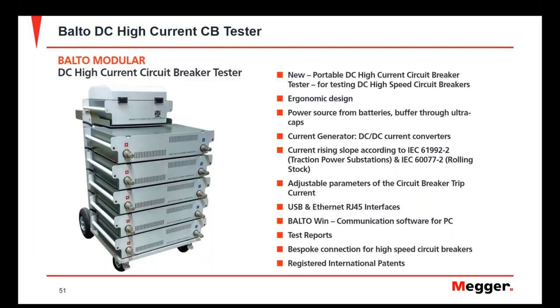And it's going to give you that power dense output very quickly to help test those high-speed circuit breakers within the amount of time that is required to validate those. This instrument is compliant with IEC 61992-2 for testing high-speed DC circuit breakers. It operates off of the Baker Win software for easy user interface and test report production.